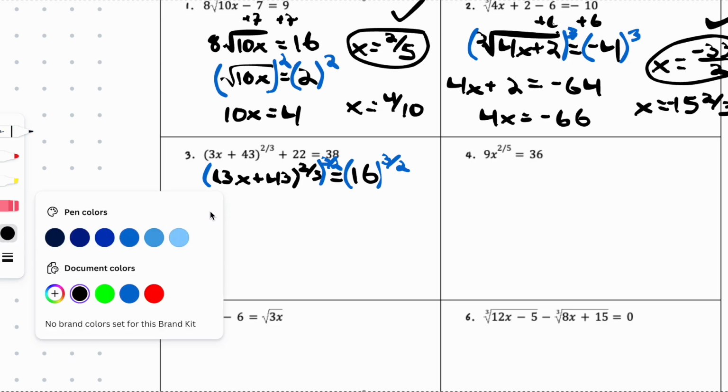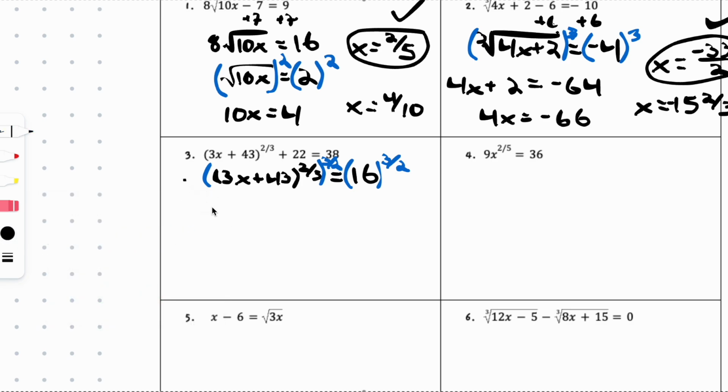And so now on this left side, we're going to get 3x plus 43 equals, now 16 raised to the 3/2 power. We do the square root of 16 because it's raised to the 1/2, right? This 2 in the denominator. The square root of 16 is going to be 4, and 4 raised to the 3rd power is going to be 64. Now we solve for x by subtracting 43 on both sides first. When we subtract 43, we get 21. And then when we divide by 3, we get x equals 7.